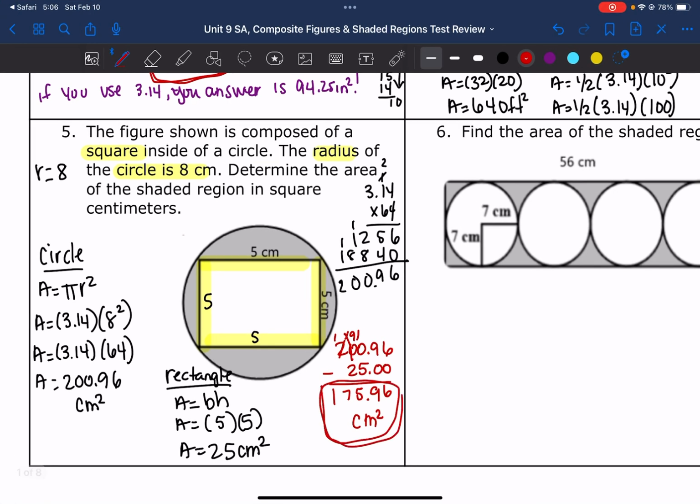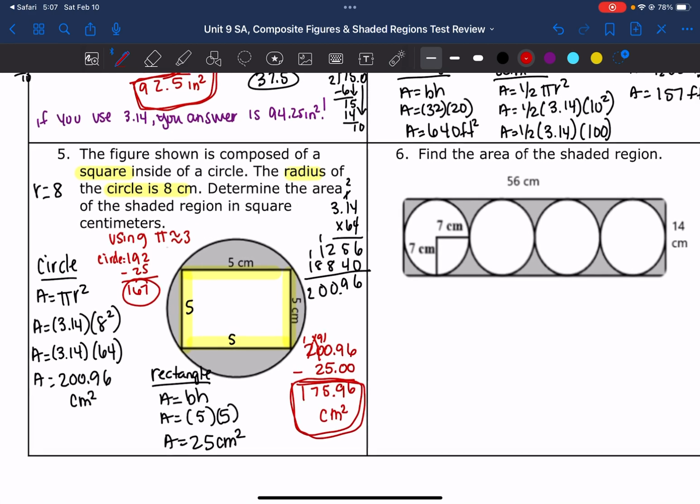Okay, now if you use 3, remember, if you use the estimate of 3, you're going to get 192 for the circle. And then you're going to subtract 25. So what you get is 167. So that means when you go to look at your multiple choice answers, you are going to pick the one that's a little bit higher. Okay, all right, let's go into number 6.